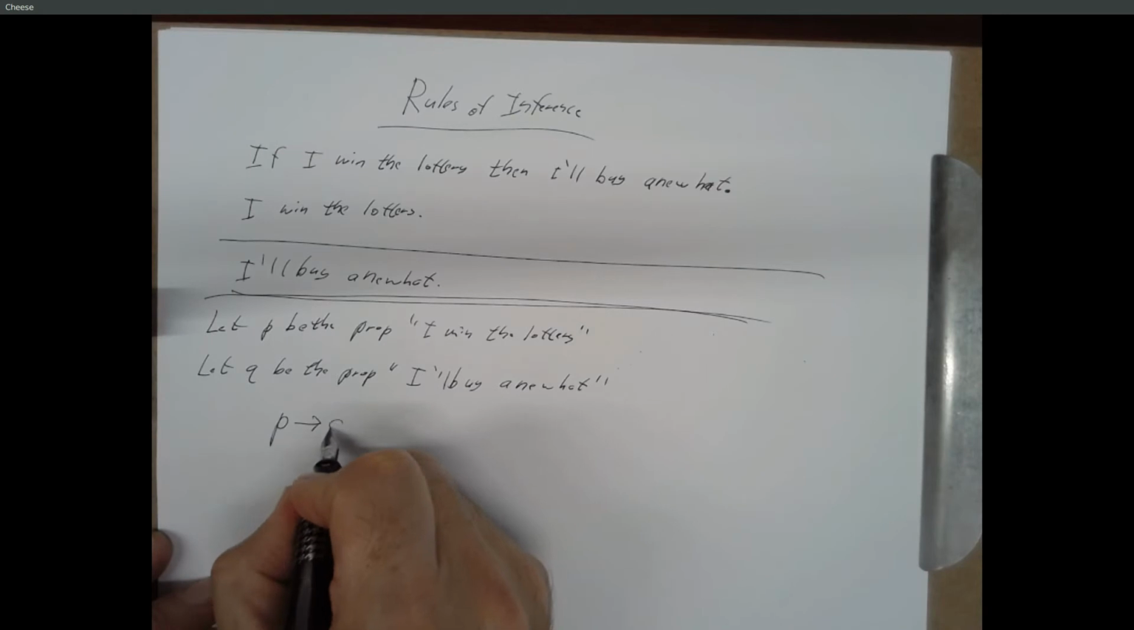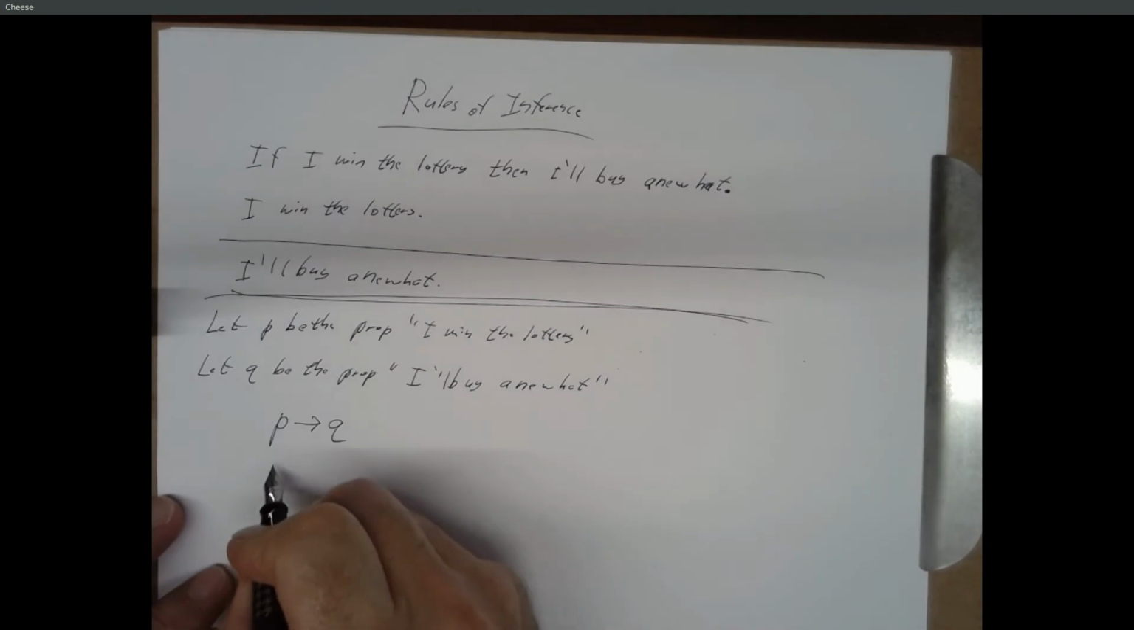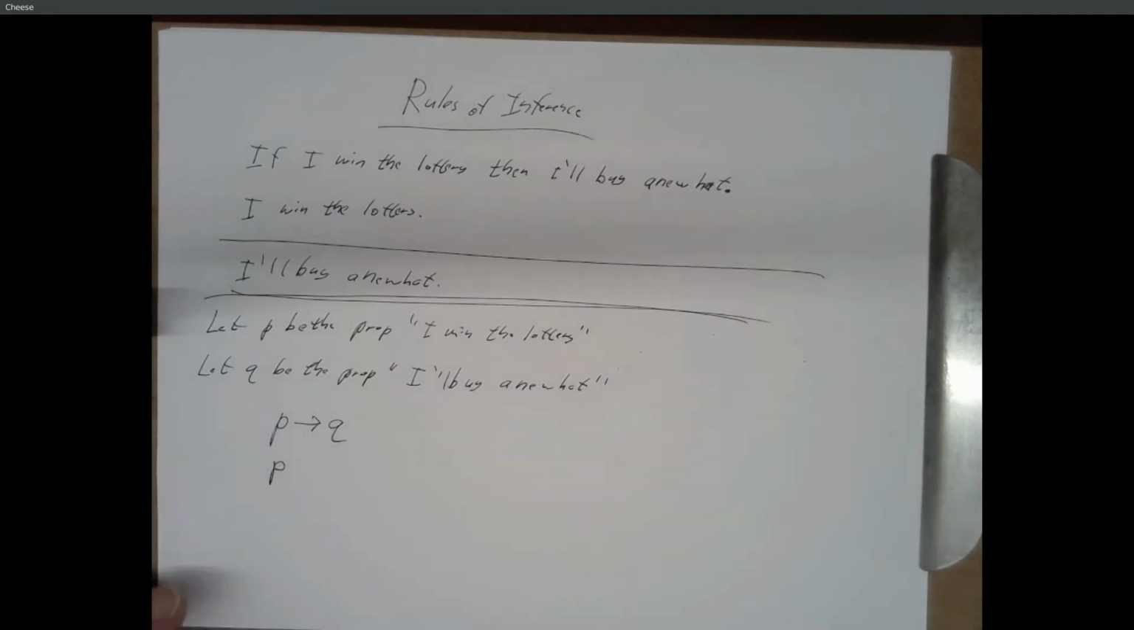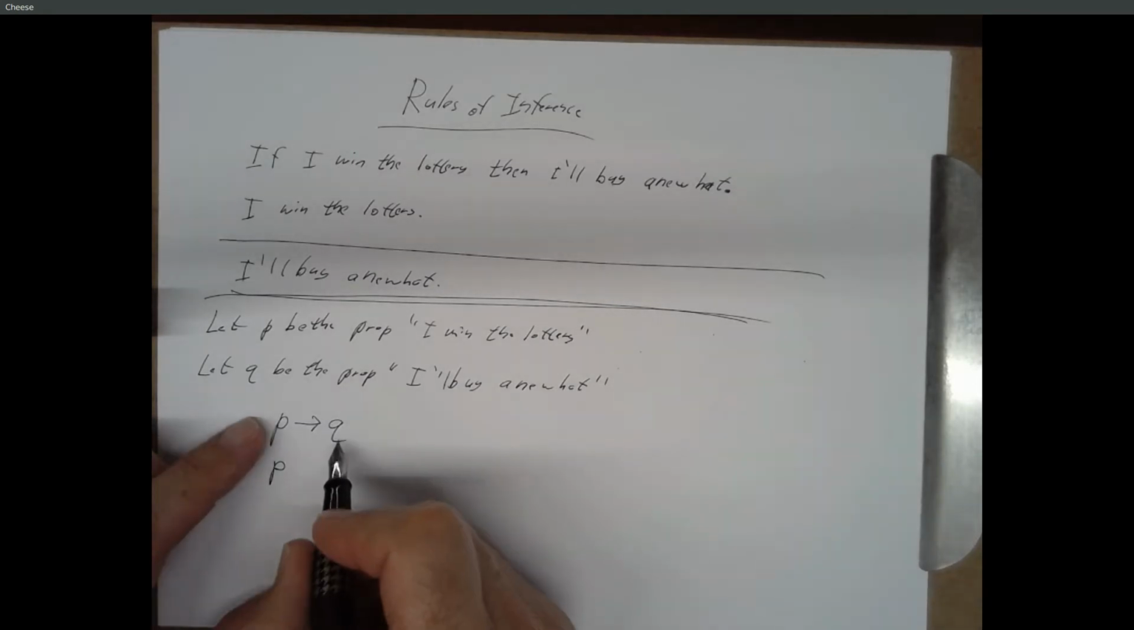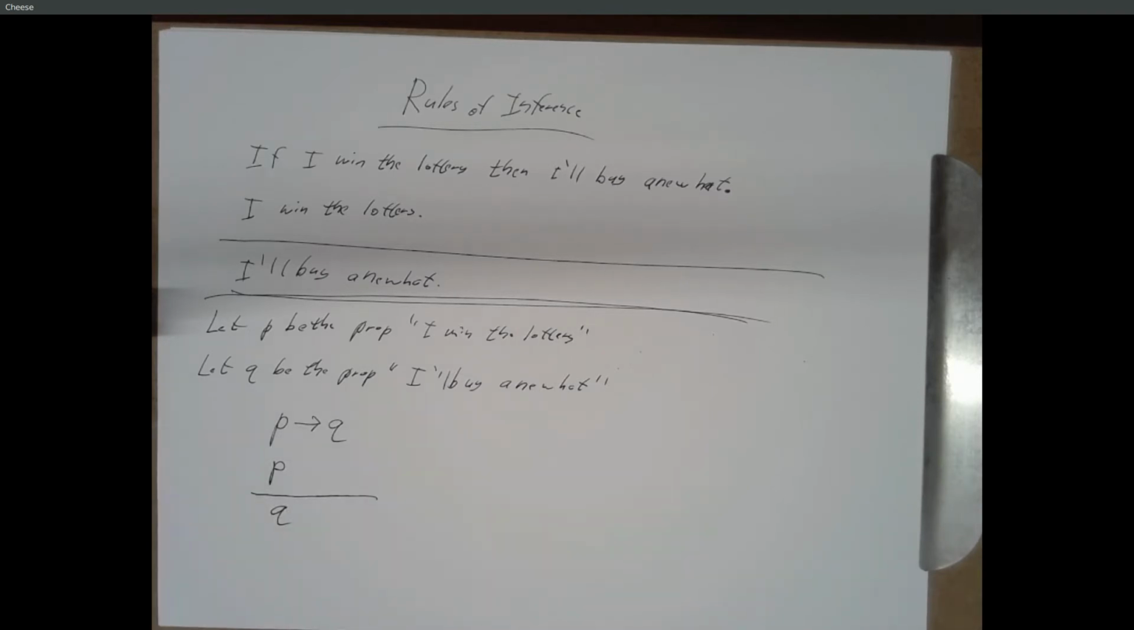So that first statement says if P then Q. Might be true, might not be true. That second statement says P. Might be true, might not be true. But what we can say without doubt is if this first statement is true and the second statement is true, then this third statement Q is true. Okay, that's the nature of what we can do with these rules of inference.